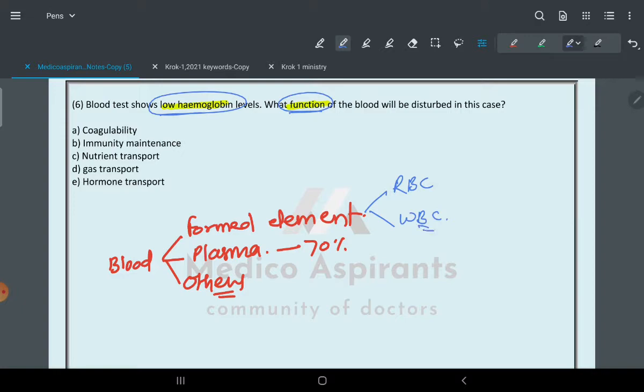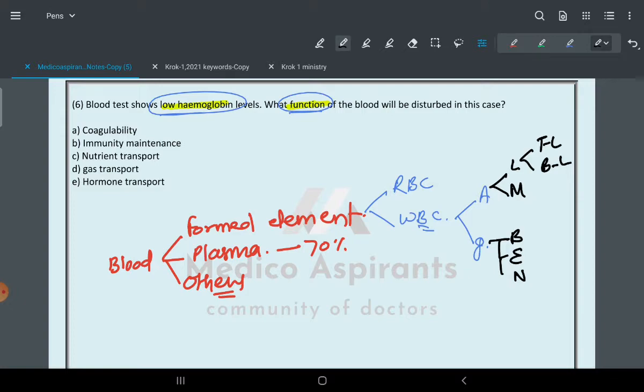In WBC they have two further divisions: agranulocytes and granulocytes. In granulocytes they have three things: basophils, eosinophils, and neutrophils. In agranulocytes they have lymphocytes and monocytes. Lymphocytes are two types: T lymphocytes and B lymphocytes. So simply this is the whole of hematology which is going to work while you study these things. Now they have separate functions, right?